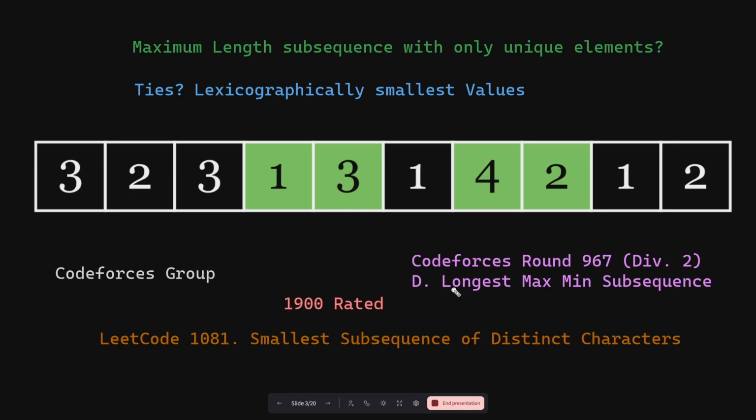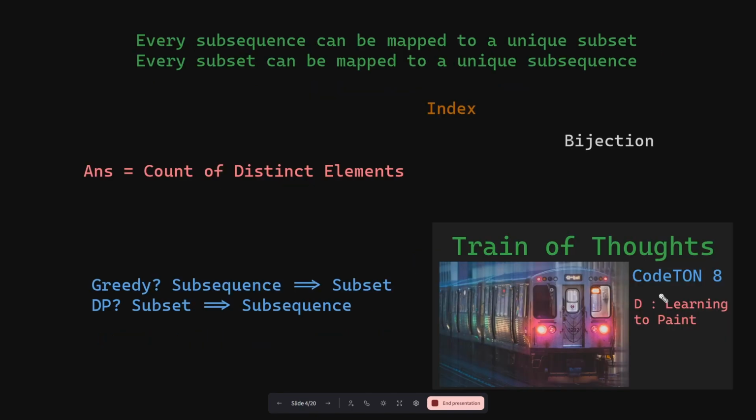An easy version of this problem also appeared in LeetCode. First of all, let us figure out the maximum length of a subsequence that only contains unique elements. If you look at the indices of the elements, you will notice that there is a bijection between subsets and subsequences. Therefore, instead of finding subsequences, we can think about the maximum size of a subset that contains only distinct elements. And now the answer is obvious that it has to be equal to the number of unique elements in this array.